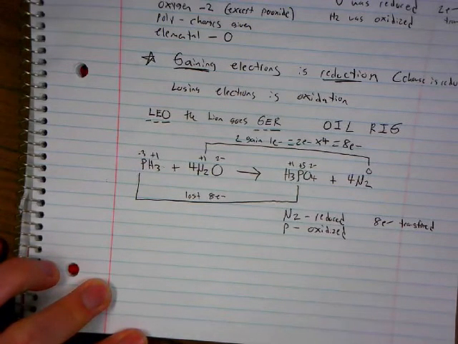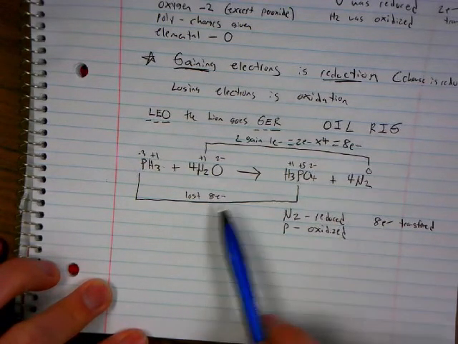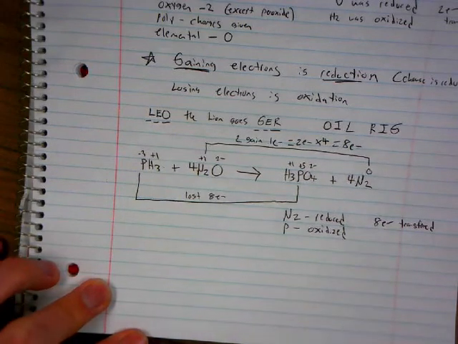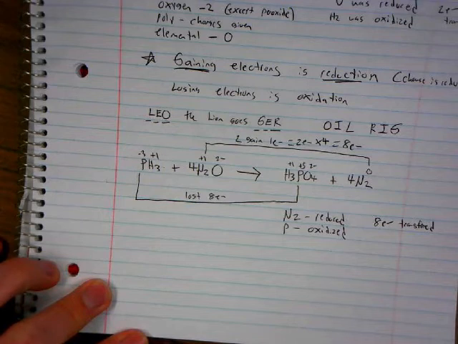Why is it 8? Because I lost 8 on this side and I gained 8 on this side. Those always have to be equal. It's whatever you end up with. Whatever your balanced electrons are is your number of electrons that were transferred. We're going to do another one.